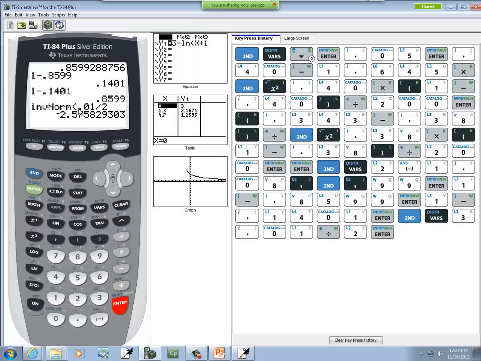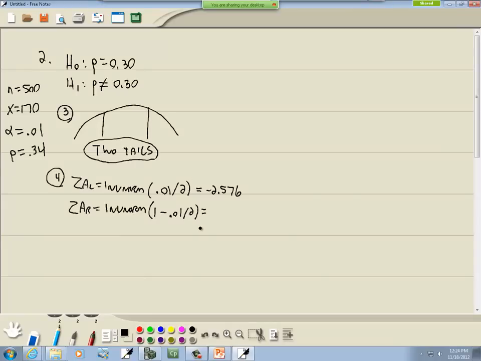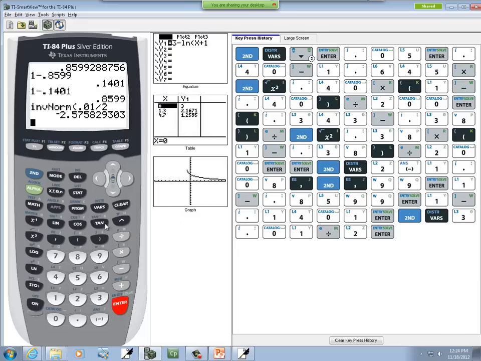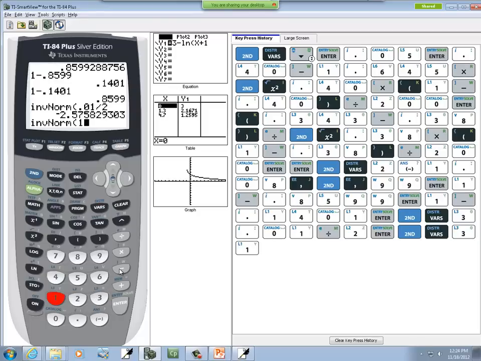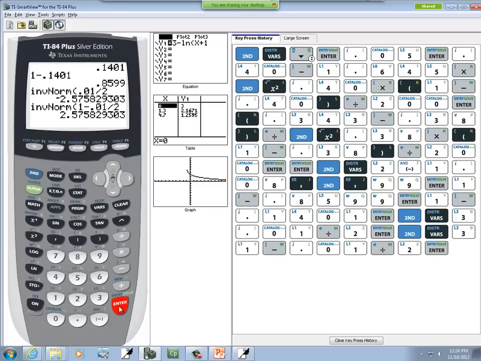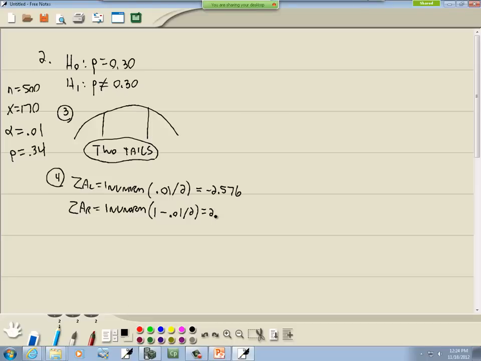That's really hard for me to do because I'm pretty sure the table used two decimal places in this one. But, oh well. Now this next one. We got INV norm, so second vars. Choose the third one. And we got 1 minus 0.01 divided by 2. And we got a positive version of the same one. So this is 2.576.